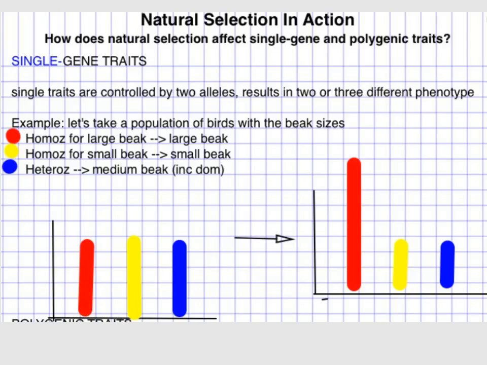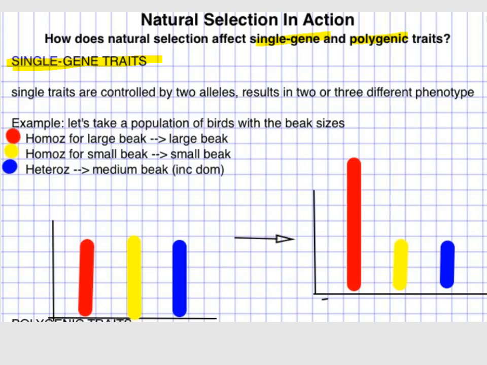So since we're convinced that natural selection is in action and that changes in allele frequencies are occurring, the next step would be trying to understand exactly how natural selection affects traits. And it depends on how the trait itself is determined. Is it a single gene trait or is it a polygenic trait? And we're going to take a look at both of those. The single gene traits are a little bit easier to understand, so we're going to start there.